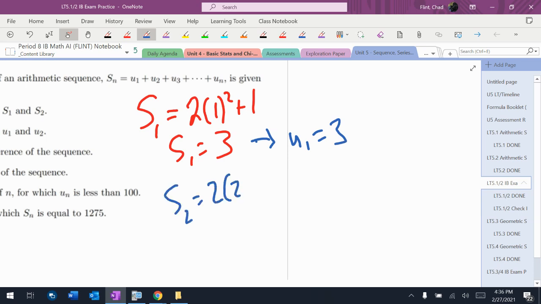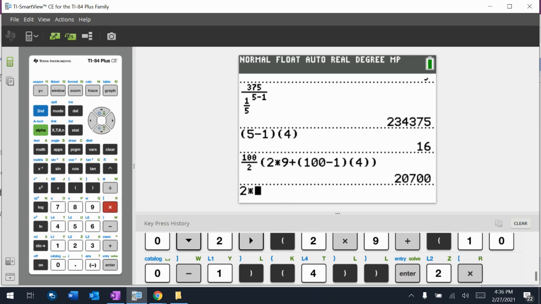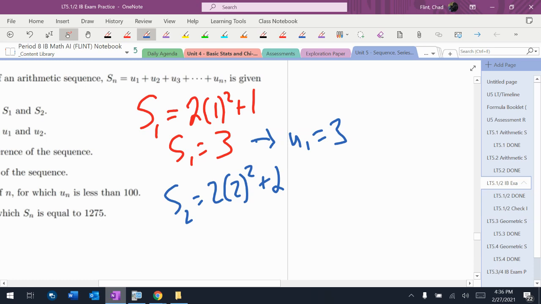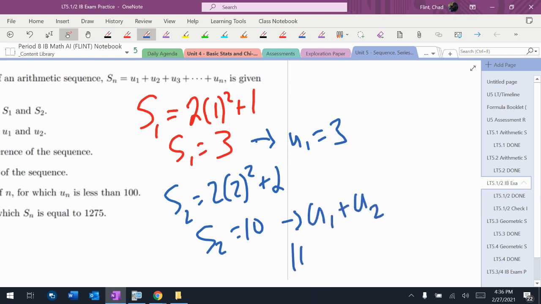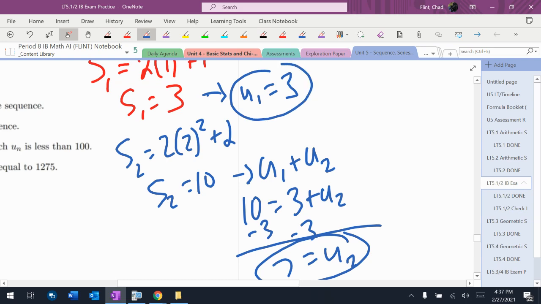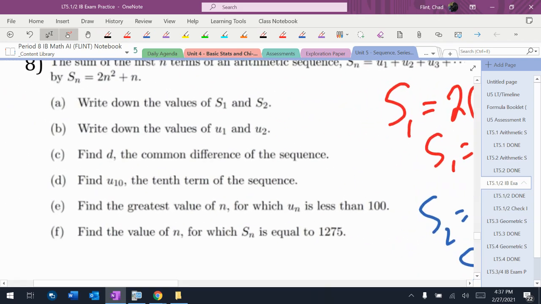S2 equals 2 times 2 squared plus 2. So that's going to be 10 if you put it in the calculator. Now you have to be careful because that doesn't mean that the second term is 10. That's the sum of the first two terms. So this is U1 plus U2. Well, we know U1 is 3. So 10 equals 3 plus U2. So then minus 3 minus 3, 7 equals U2. So now I have U1 and U2, which was what the second part wanted me to do.